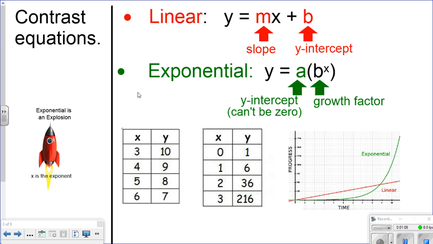So when you look at a table, you look at the y, and you can see in this one that it's subtracting 1. That's our pattern. So that's linear. In this one, we're multiplying by 6. 1 times 6 is 6. 6 times 6 is 36. So our equation is y equals 6 to the x. And you can see in the graph, the linear one makes a straight line, and the exponential is the curve.